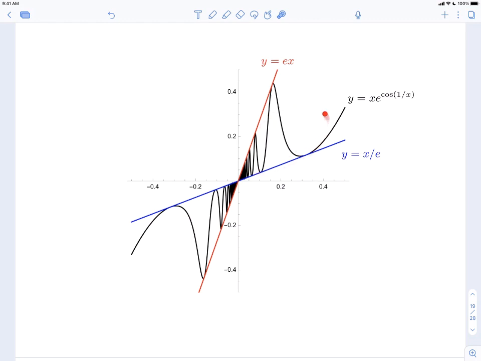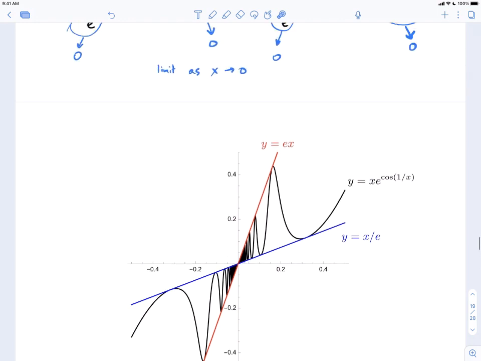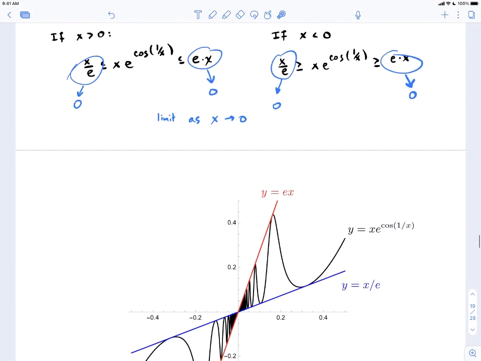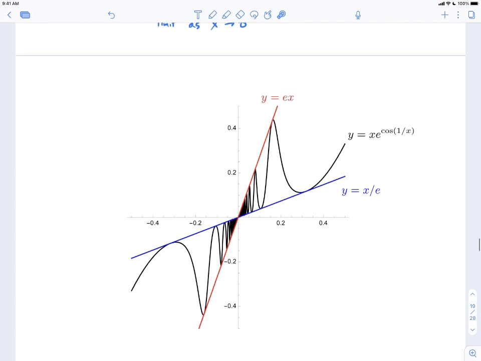And that's what we saw with the inequalities as well. When x was positive, e times x was on top. But when x is negative, then x over e is on top. And we can just look at that here. If x is positive, e times x is on top. But if x is negative, then this one's on top, x over e. See, this x over e is greater than or equal to everything else. So x over e is on top, and you can see that here.